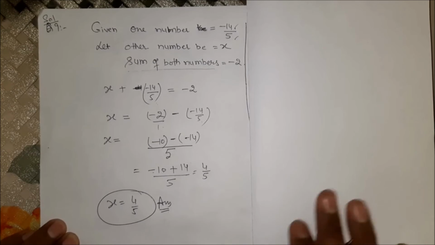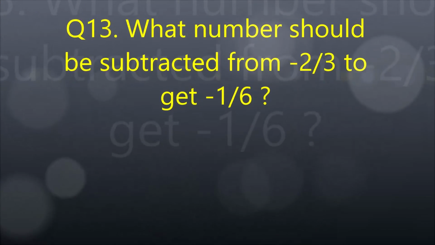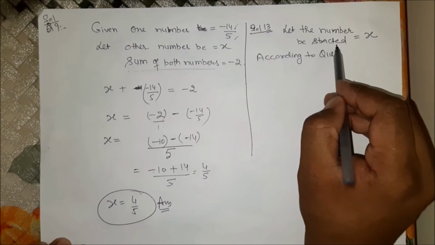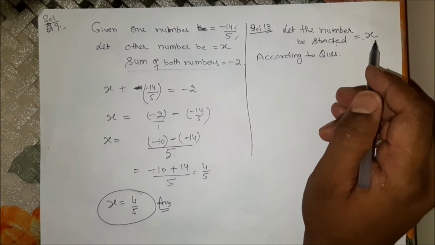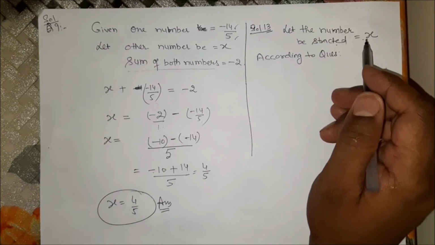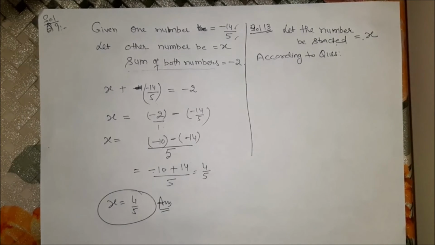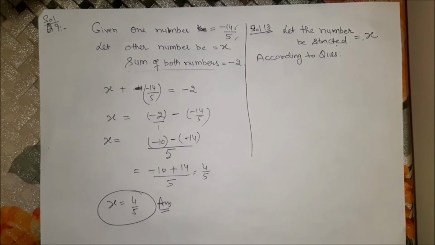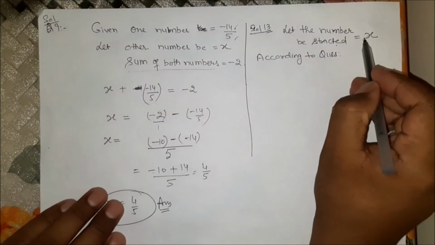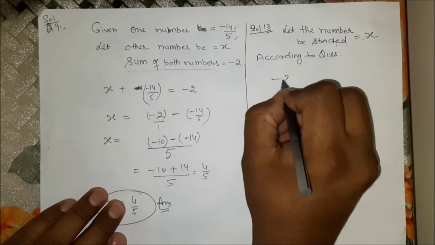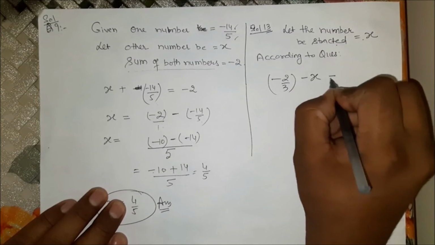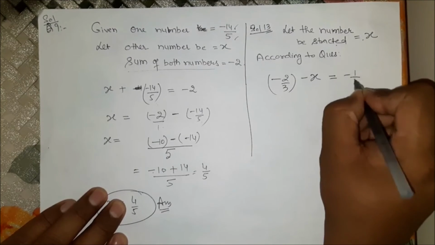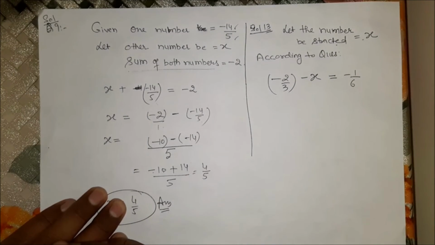See one more question. Let the number to be subtracted be x. According to the question, what is given to you? What number should be subtracted? Let x be subtracted from minus 2 by 3. From minus 2 by 3, we will subtract x. And what we will get? We will get minus 1 by 6.